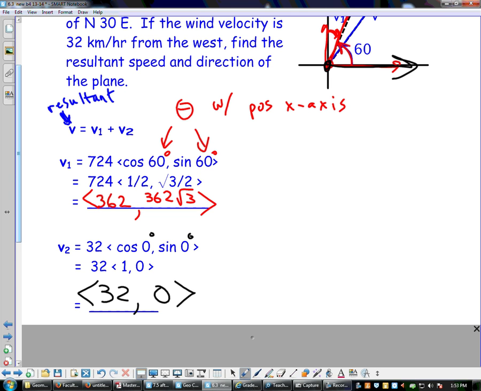So let's recap what we've done. We've written vector 1, which is the airplane vector, in component form, and we get this. And now we've written vector 2, which is the wind, in component form, and we got this. Two forces are acting on this airplane. The airplane's engines are directing it in a certain direction, and the wind is directing it in a certain direction. So we're looking for the resultant, and to get that, we need to add these two vectors together.